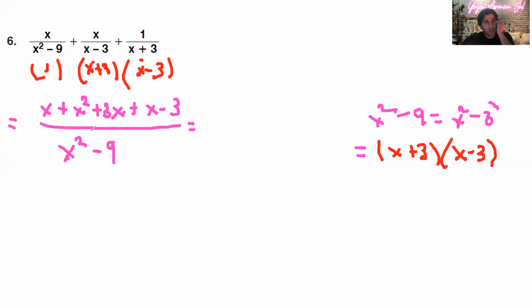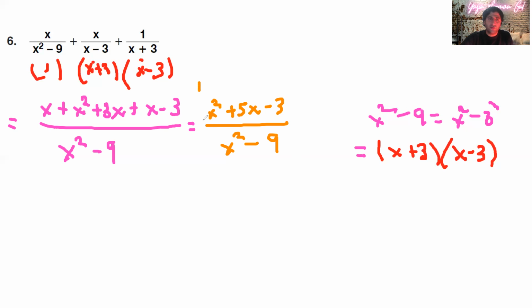Okay, so now I'm going to work with the numerator part and see what is going to be left there. x plus x squared plus 3x, plus x. As there's only one x squared here, I'm just going to write that: x squared. x plus 3x will be 4x, plus x will be 5x, plus 5x. Then what else do I have? Minus 3, over x squared minus 9. So that is going to be my answer.